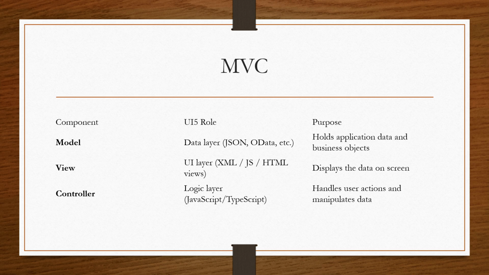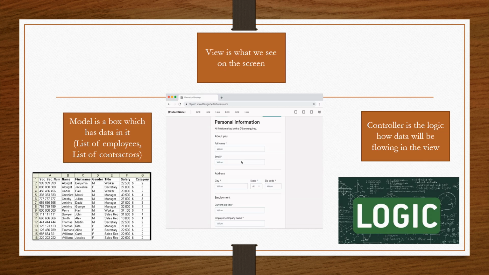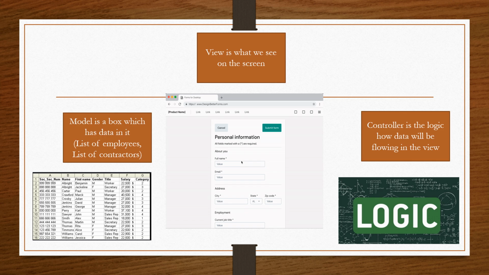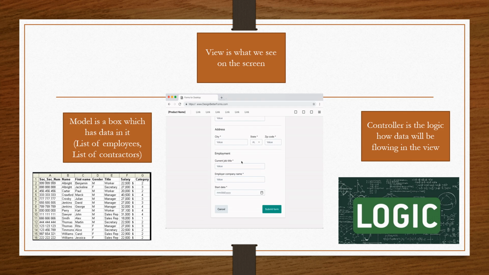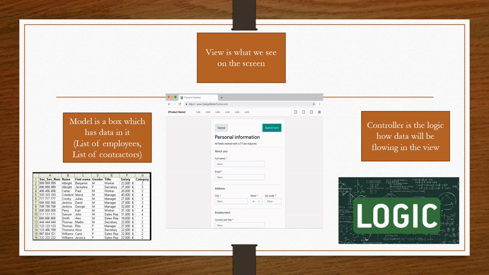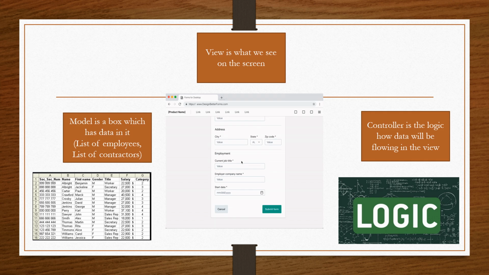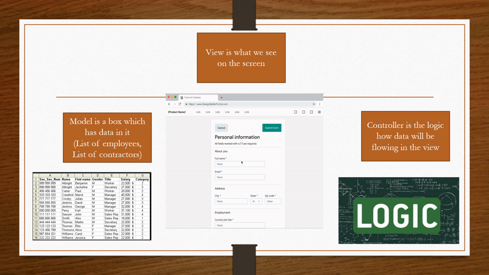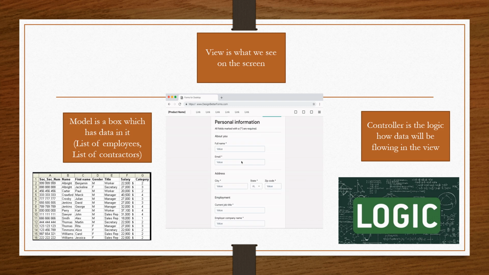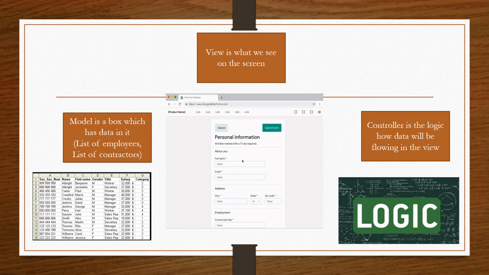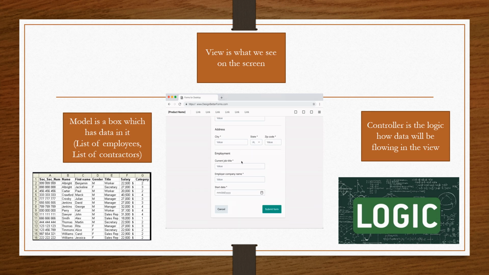View is the UI layer, and controller is the logic layer which handles how the user will do some kind of action and how the controller needs to show that action on the view. So suppose model is a box or a container which has data in it, for example, a list of employees, a list of contractors, it could be anything, a list of arrays of arrays. Consider model a container which holds the data. It holds the data and the structure to hold the data. I'm putting emphasis on the word structure of data.